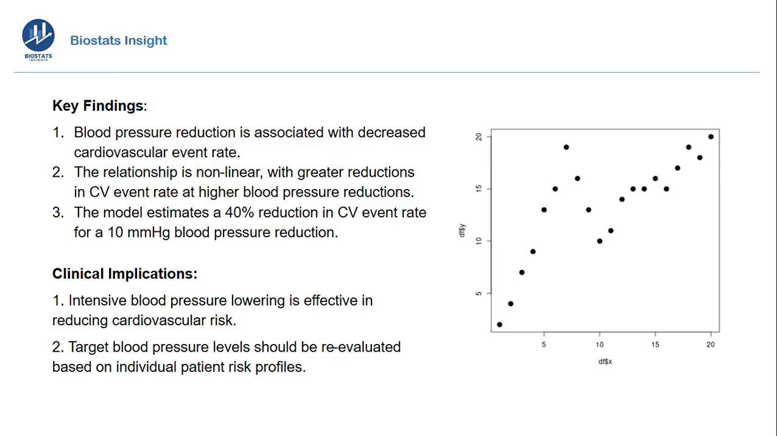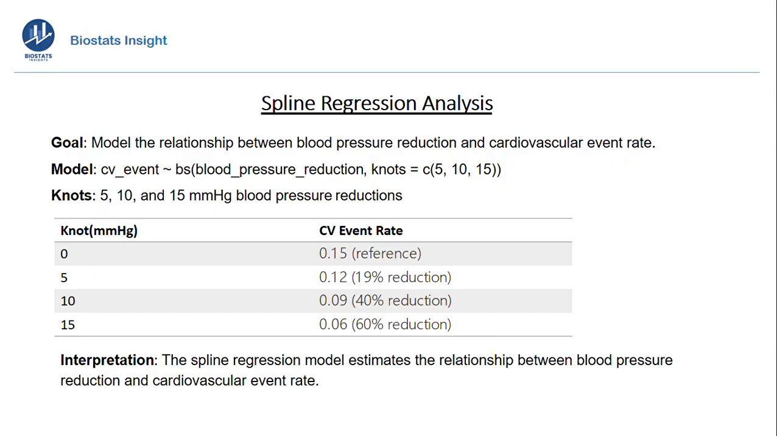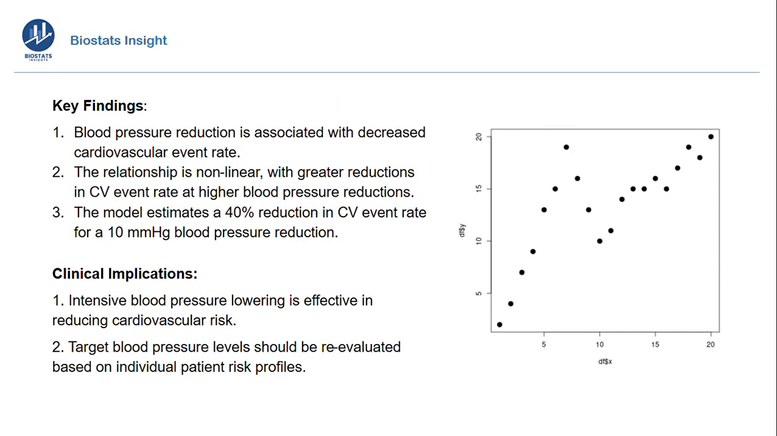The model estimates a 40% reduction. See, 40% reduction in event rate for a 10 mm Hg blood pressure reduction. Now, what are the clinical implications that we are going to remember here? First one, intensive BP lowering is effective in reducing CV, cardiovascular risk. The target blood pressure level should be re-evaluated based on the individual patient risk profile.